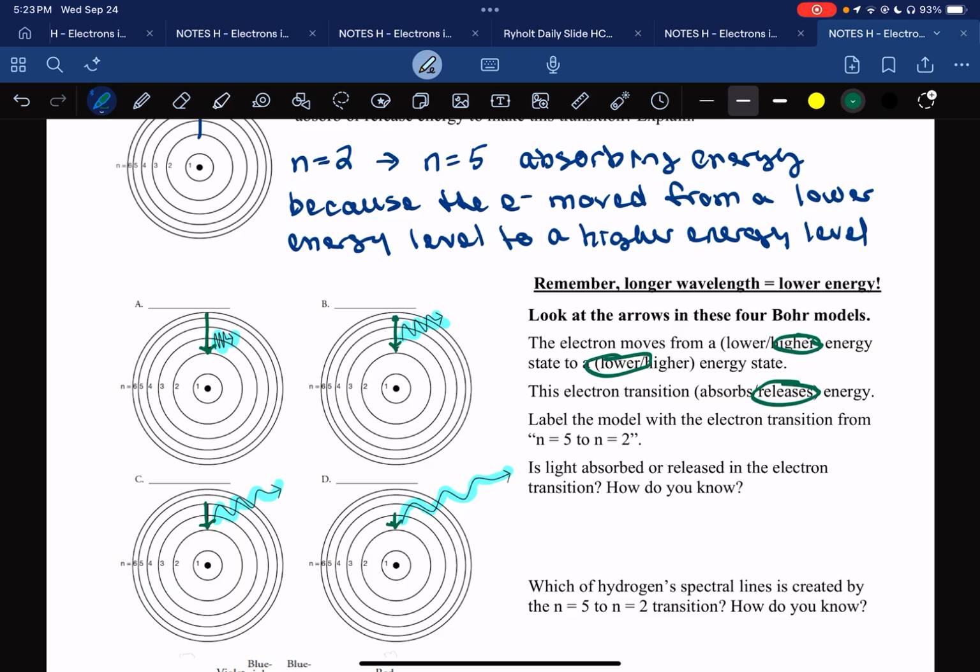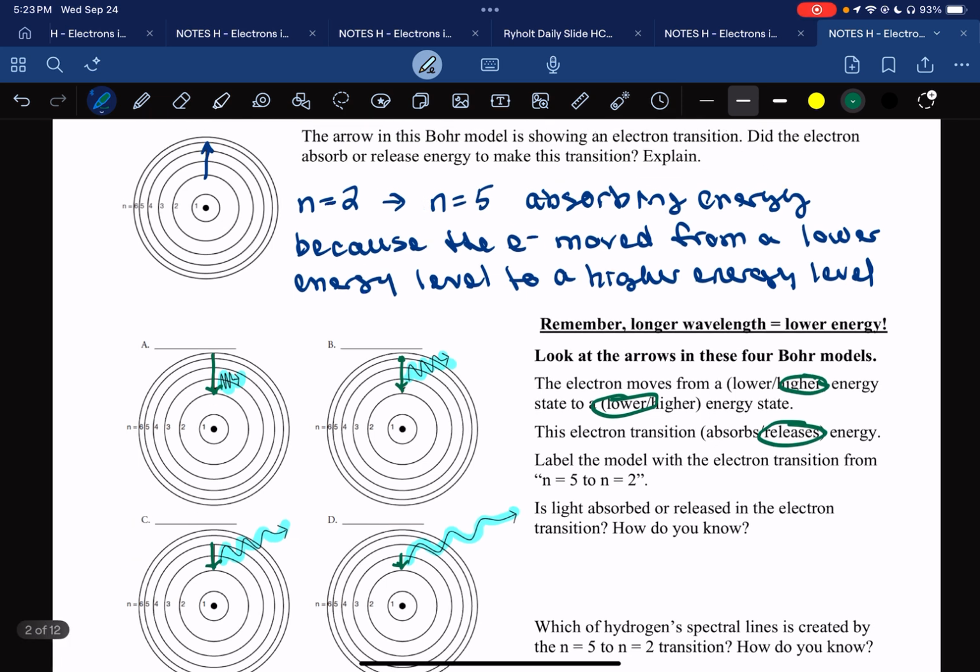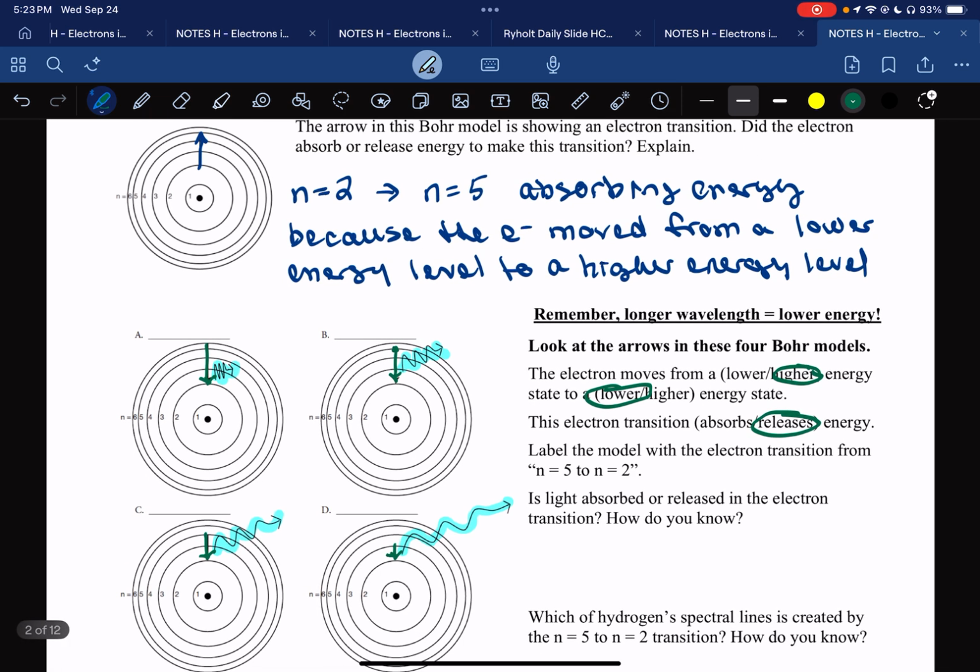So it says label the model with the electron transition from n equals 5 to n equals 2. So we're looking for one that starts at the fifth energy level and then moves to energy level 2. All right, so we've got that labeled.